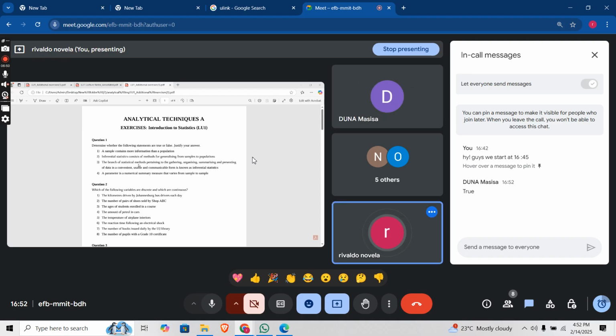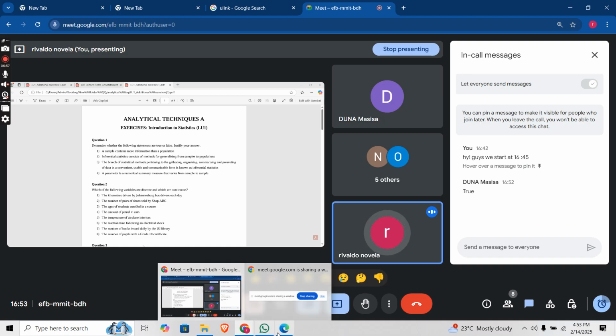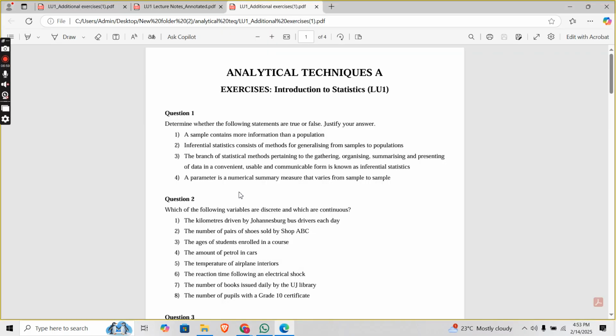Okay. So, Duna, your answer is 100% correct. The reason why it is true is because of the definition of inferential statistics. This is actually part of the definition: inferential statistics consists of methods for generalizing, using sampled data, to populations, right?